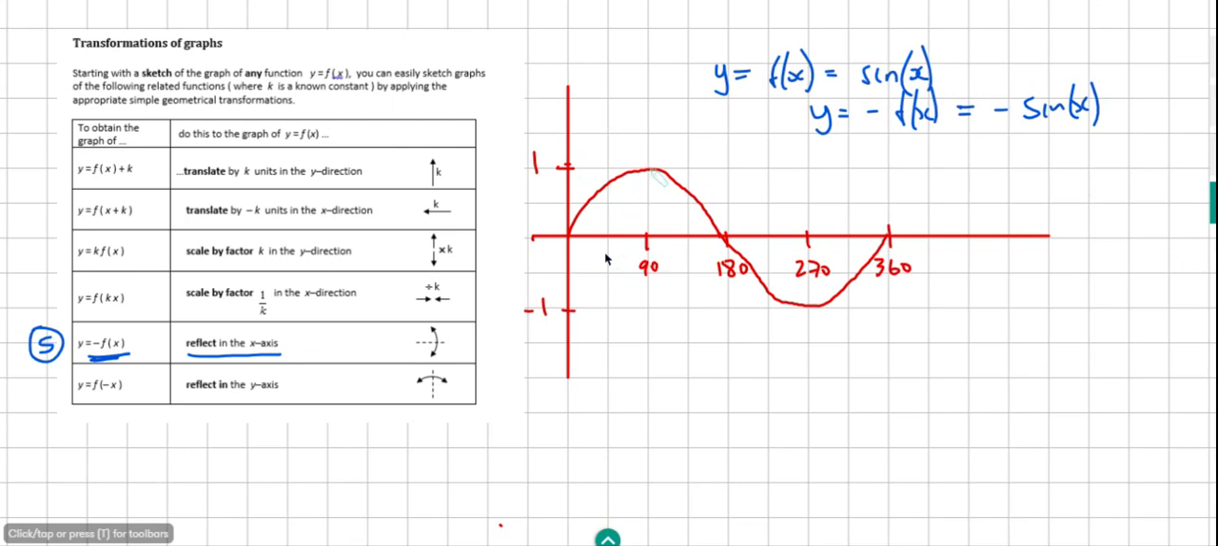So whatever points I've got, like this point here, is now going to be reflected in the horizontal axis. So this one's going to end up there. The ones that are 0 are still going to remain 0. And this one, at -1, is going to end up at +1. So the reflection is going to look like this.